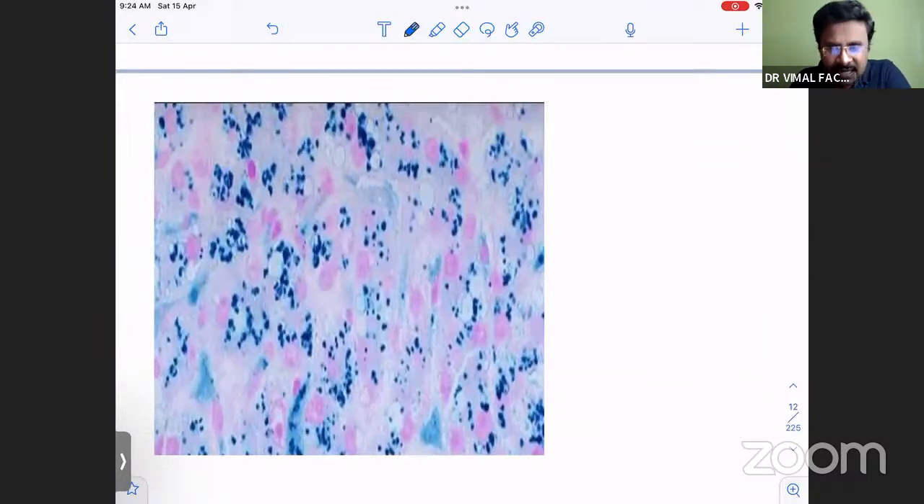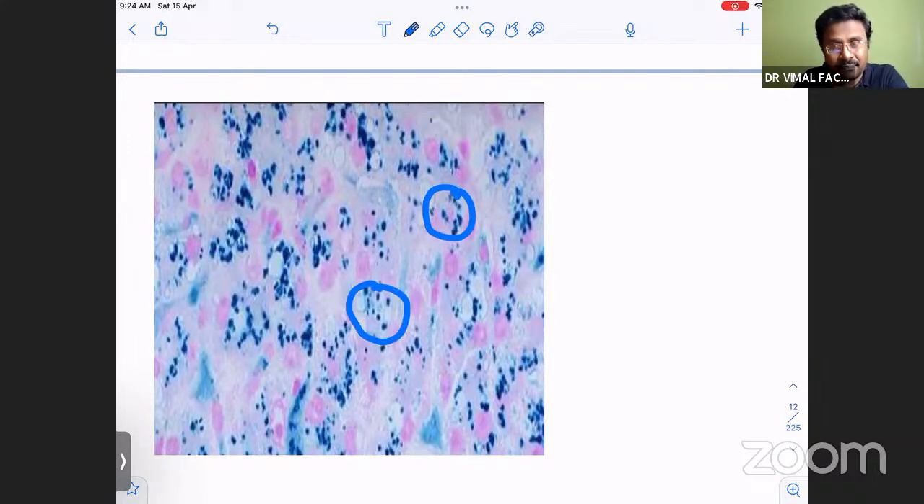If I say that this is a case of a liver, and in a thalassemia patient you do a liver biopsy, why are you doing the liver biopsy? To assess the iron overload. You can see that hemosiderin is deposited in the liver parenchyma, seen as blue granules.